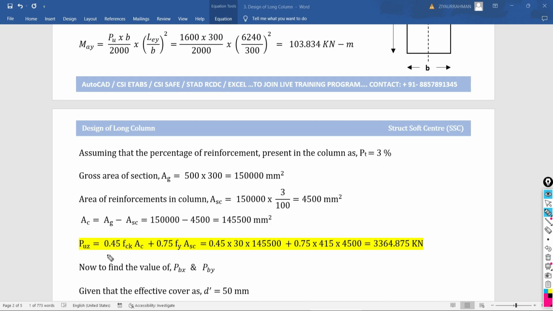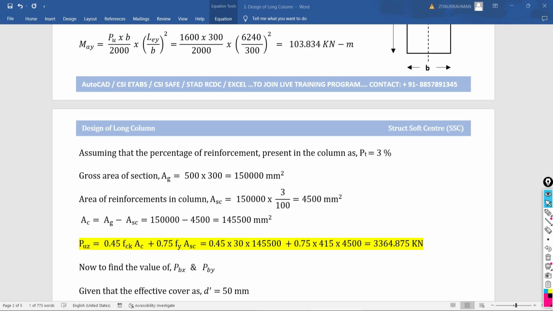So if you put all the values in this equation, Puz equals 0.45 fck, the characteristic strength of your concrete, multiplied by the area of the concrete, plus 0.75 fy, the yield strength of your proposed steel, multiplied by the area of steel in compression. So 0.45 multiplied by 30, the grade of concrete, multiplied by the concrete area, plus 0.75 fy multiplied by 4500, the area of your reinforcement. Here we get the pure axial load as 3364.875 kilonewton.